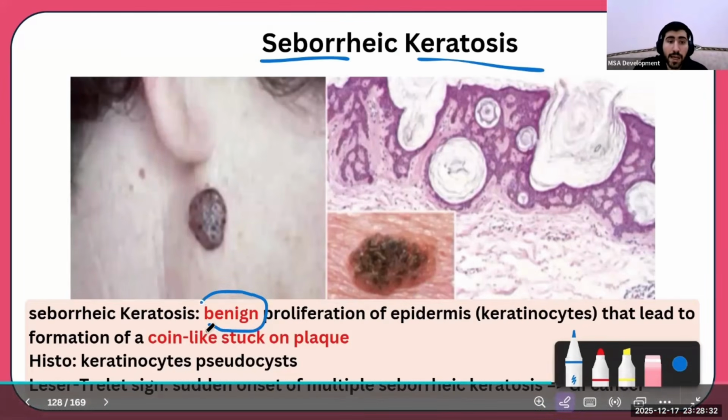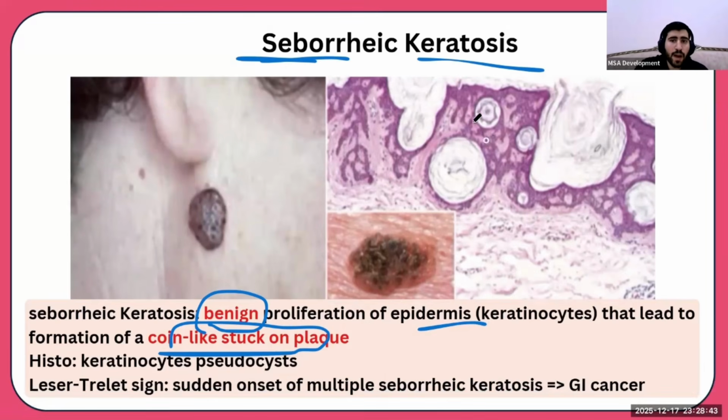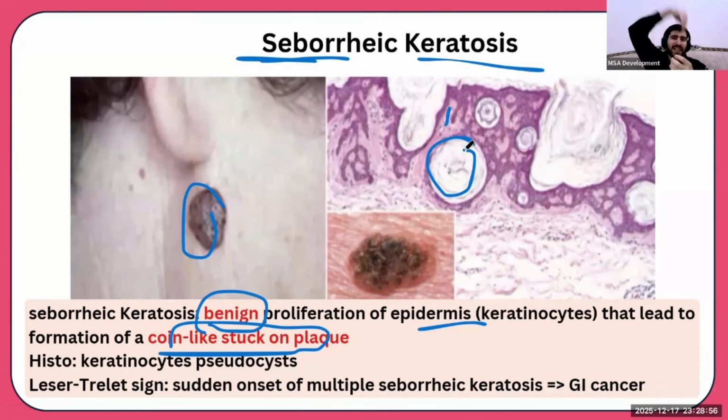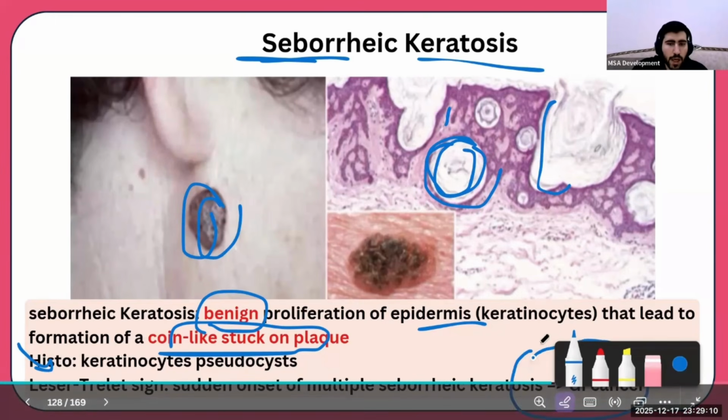Okay? First, we have seborrheic keratosis. Seborrheic keratosis is benign. It's a benign proliferation of keratinocytes in the epidermis that leads to formation of a coin-like, stuck-on plaque. In histology, we have keratinocyte pseudocysts. It's full of keratin inside the epidermis, and this looks like a pseudocyst. If we have a lot of seborrheic keratosis, it's called the Leser-Trélat sign, and it's associated with GI cancer.